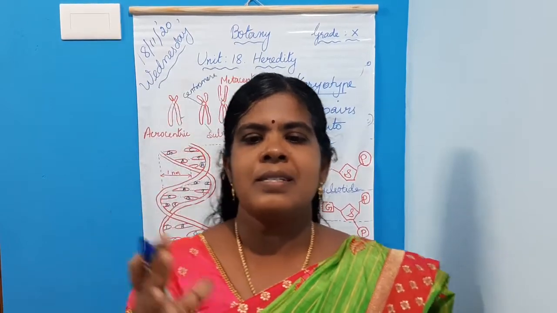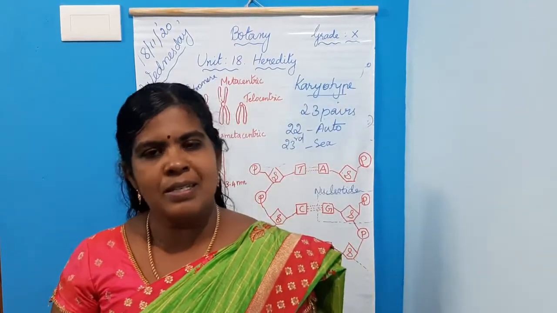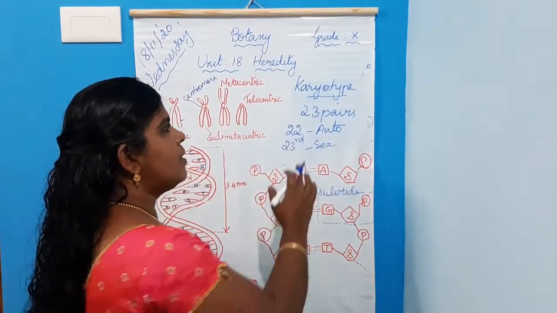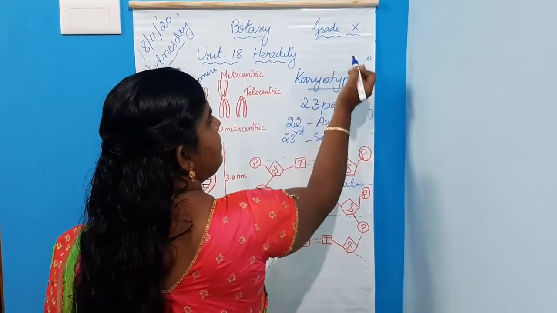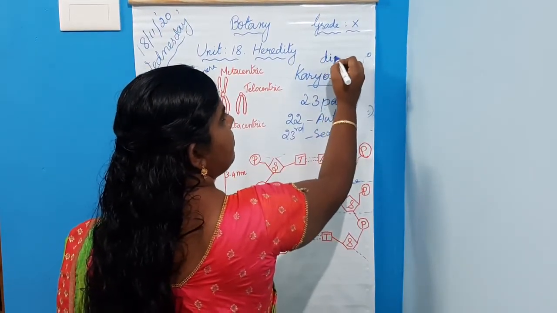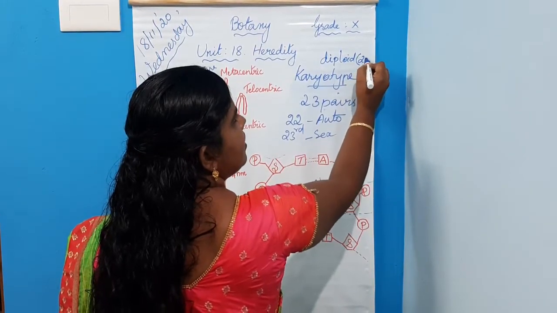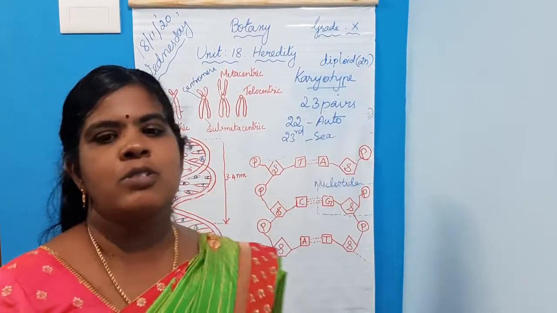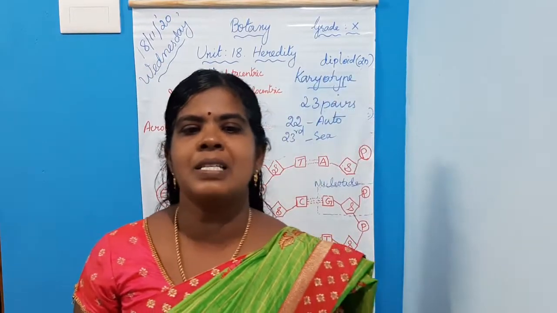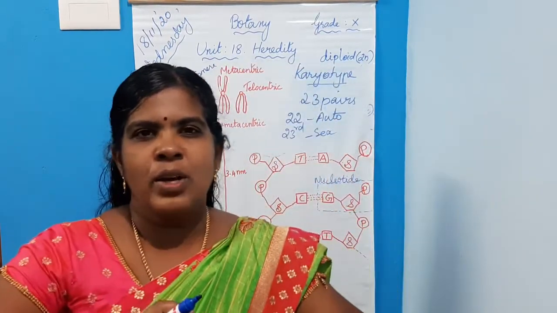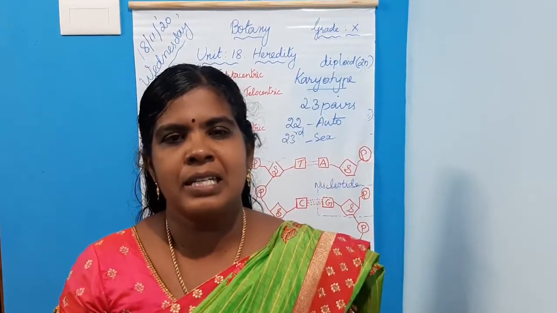In the body cells of sexually reproducing organisms, the chromosomes or autosomes generally occur in pairs. That is called diploid. Diploid is designated as 2n. These organisms produce the gametes, isn't it?